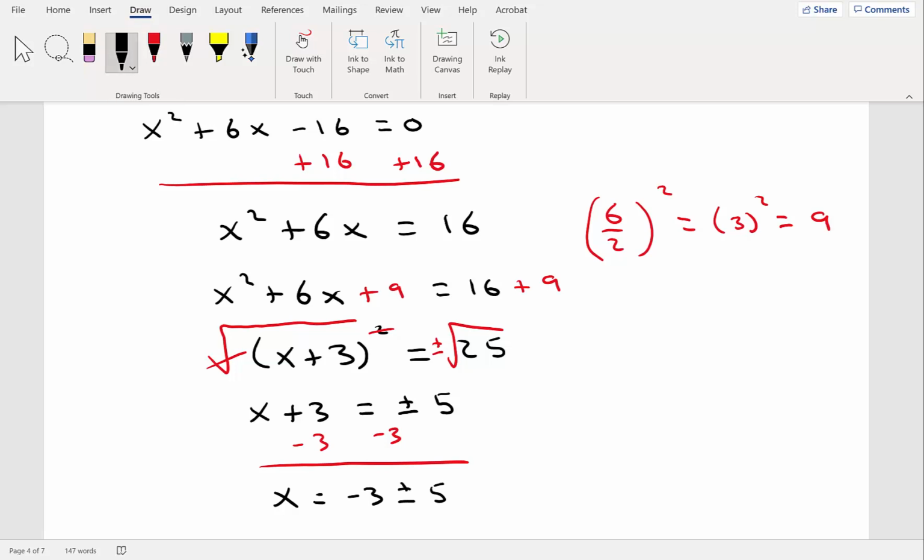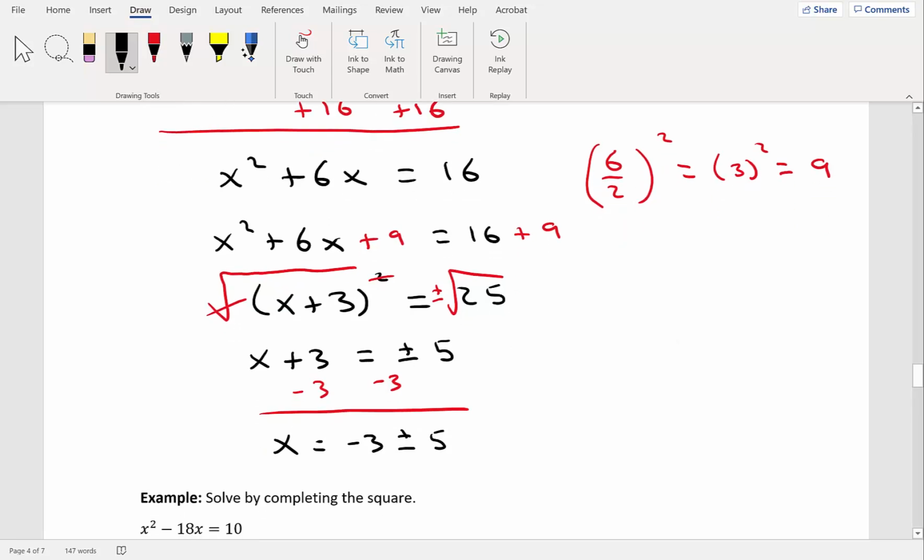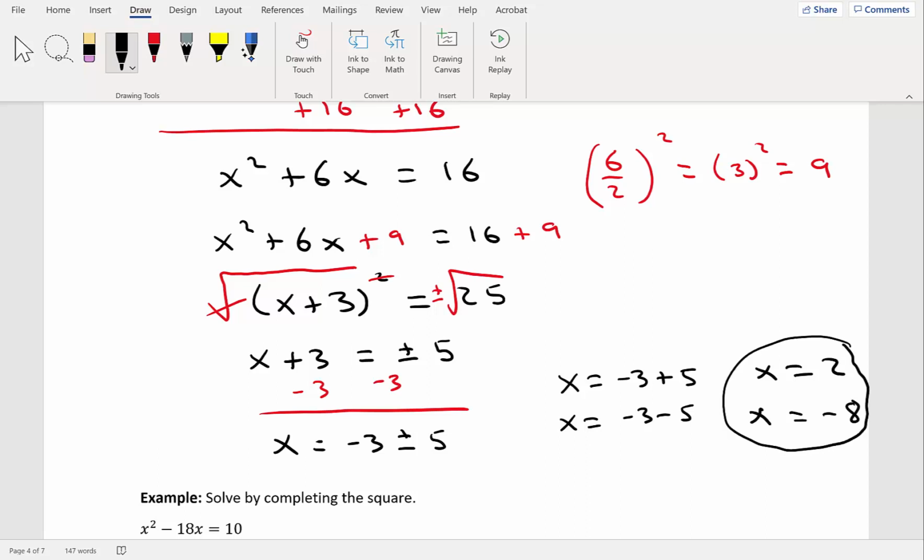Okay. But now let's split up our answers. Let's write out our two solutions. So I have x is equal to negative 3 plus 5, and I have x is equal to negative 3 minus 5. Now I can actually add those together. Negative 3 plus 5, I get x is equal to 2. And x is equal to negative 3 minus 5 gives me x is equal to negative 8. So my two solutions here are x equals 2 and x equals negative 8.